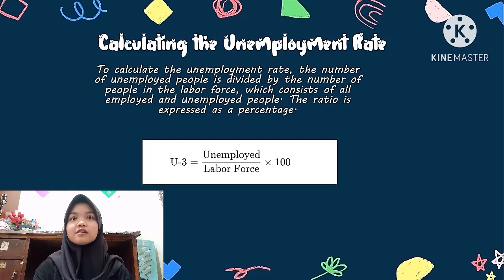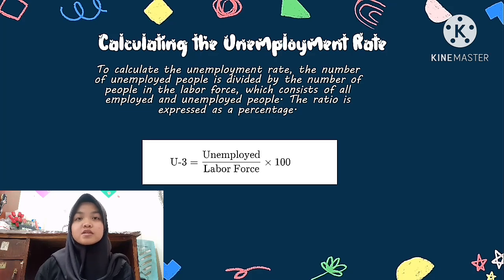And this is calculating the unemployment rate. To calculate the unemployment rate, the number of unemployed people is divided by the number of people in the labor force, which consists of all employed and unemployed people. The ratio is expressed as a percentage. The formula is U-3 equals unemployment divided by labor force times 100.